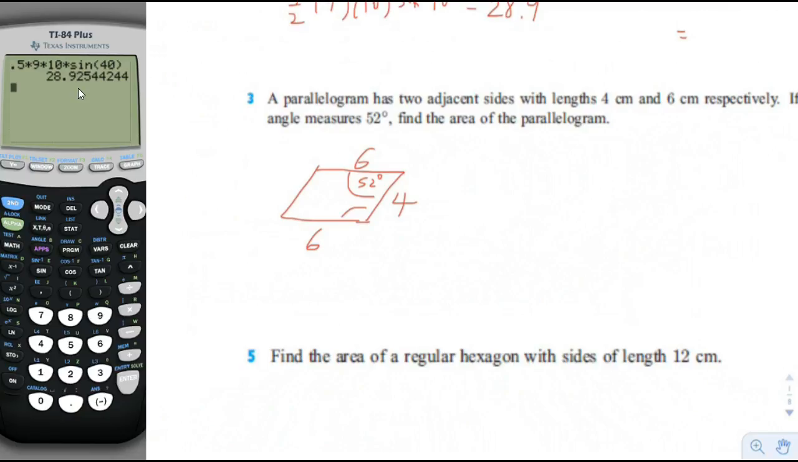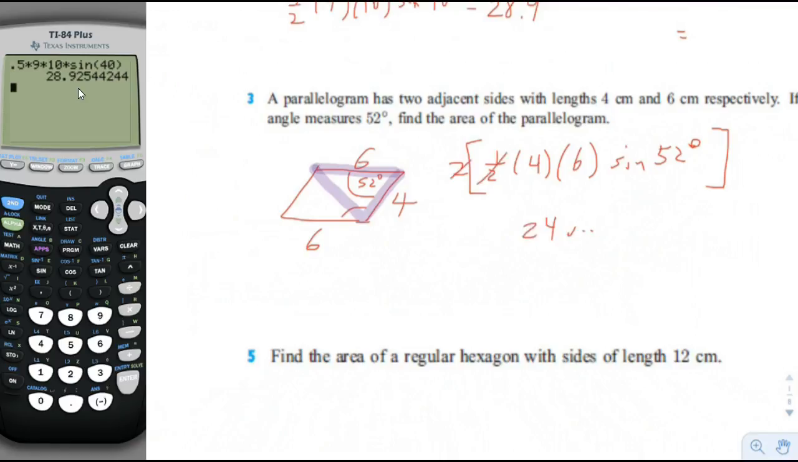Now, we don't know the formula to find the area of a parallelogram, but we do know the formula to find the area of a triangle. So let's find this triangle, and then we just double it to find the parallelogram. So that would be 1/2 times 4 times 6 times the sine of 52 degrees, which we can find with the calculator. Okay, and so we want to double that, which means these cancel out, so it's 24 sine of 52 degrees. Okay? All right, let's move on.